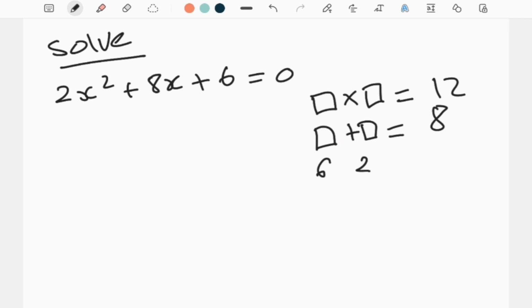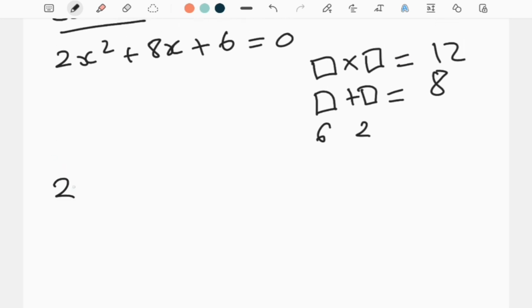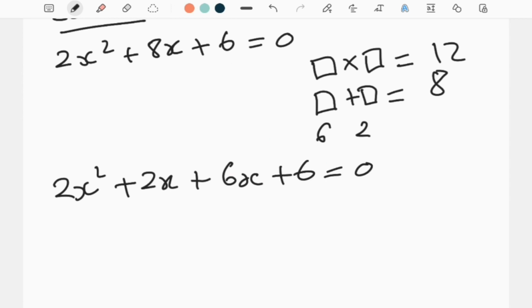Okay, so we're trying to factorize this equation, and these numbers are our factors, which we're going to use to factorize it. So let's start. We'll have 2x squared plus 2x. We're going to replace the middle bit with these two numbers. Then plus 6x. Then we have our 6 here equals 0.